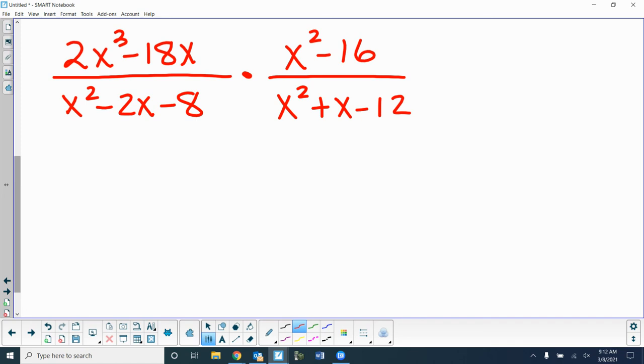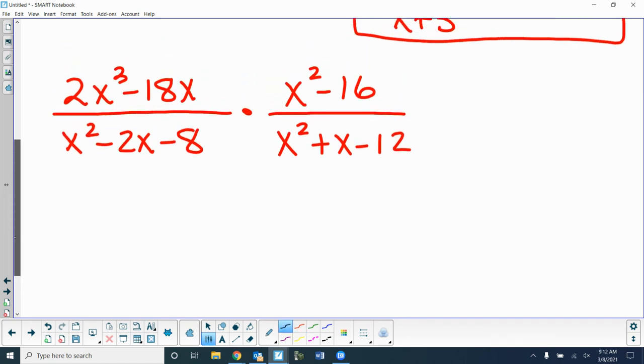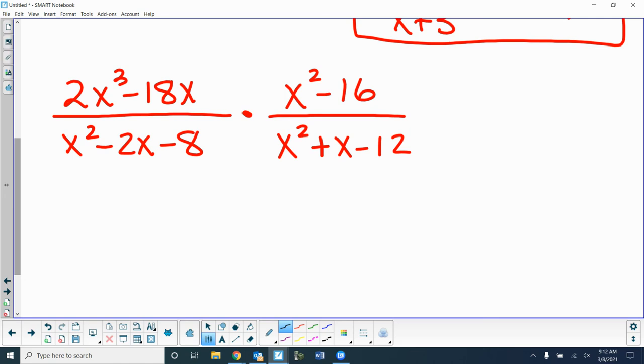All right, so look up here. You guys are doing pretty good. What's the first thing you try to do? Look for GCF. Any other GCFs up there? No. So, what is that thing called? Yeah, it's a binomial, good. It's a difference of squares.